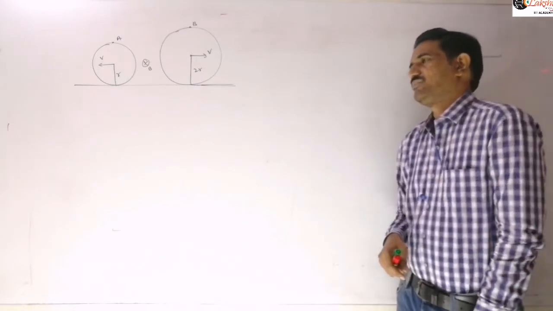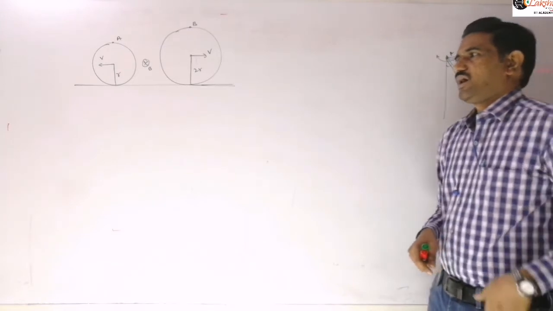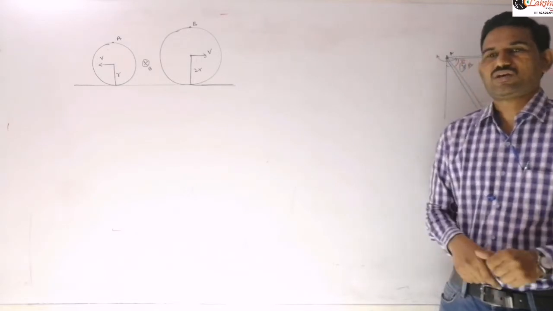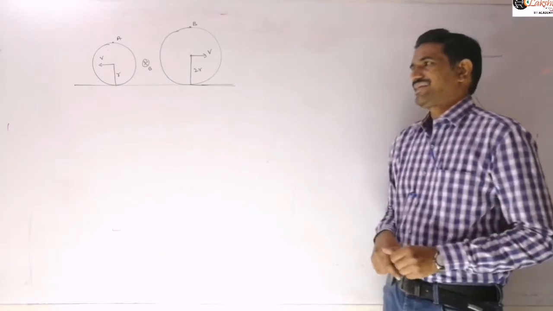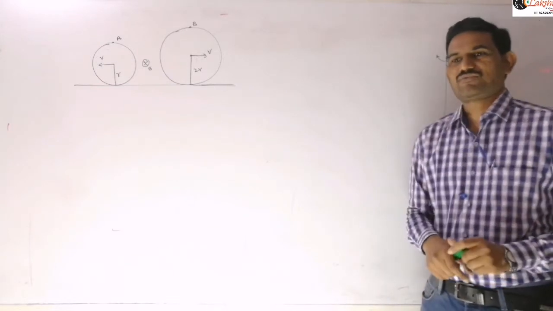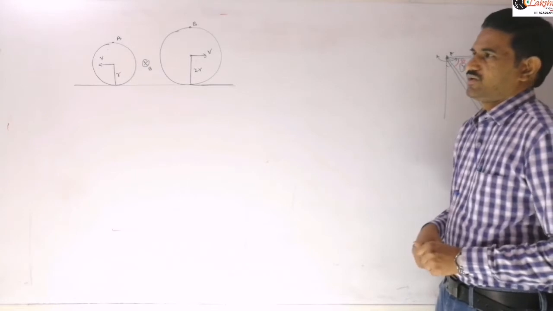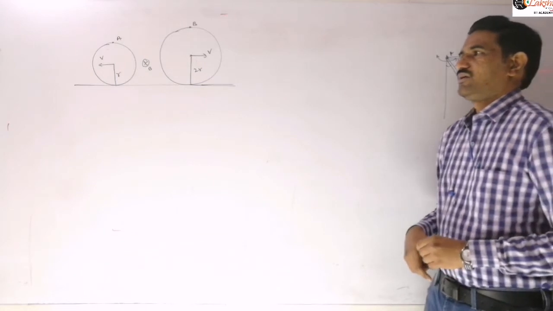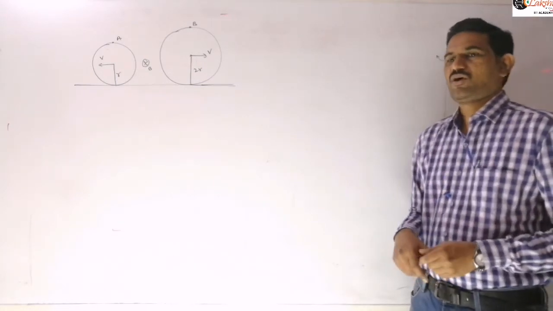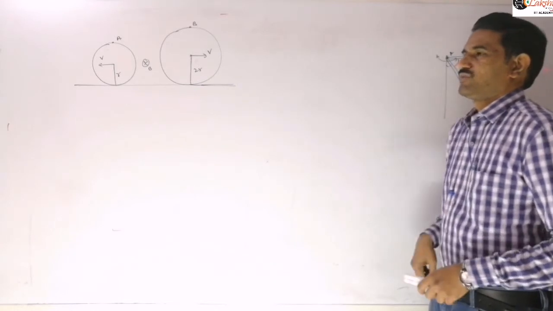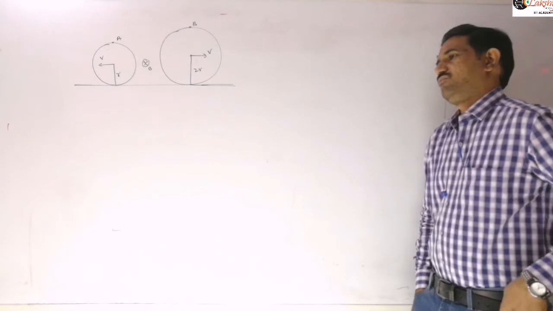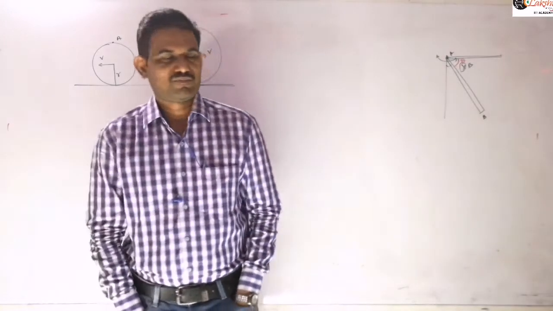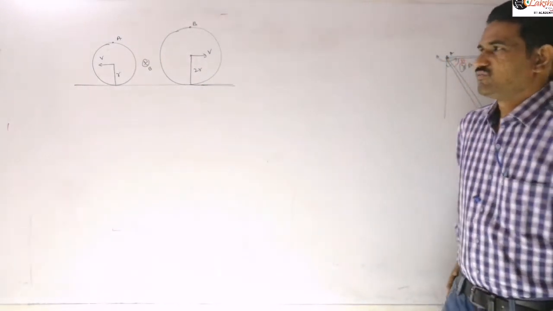So two rings of radii r and 2r are rolling without slipping on a conducting surface with angular velocity in opposite direction, with their speed of center of mass as v.